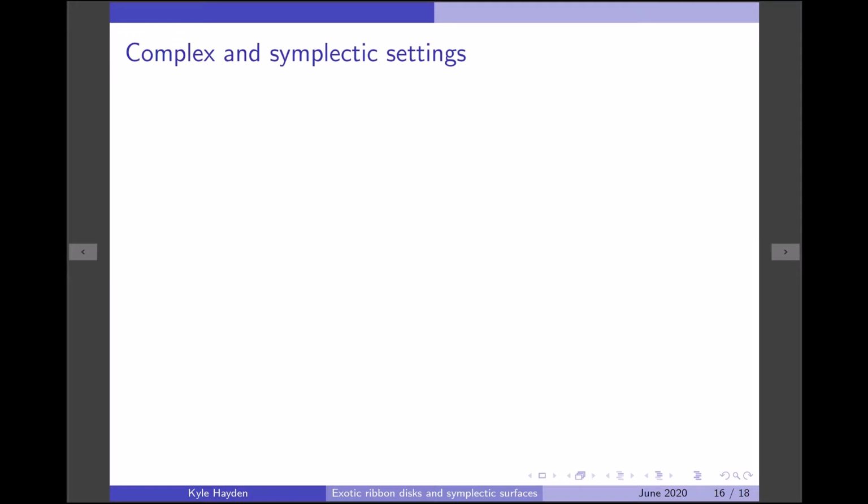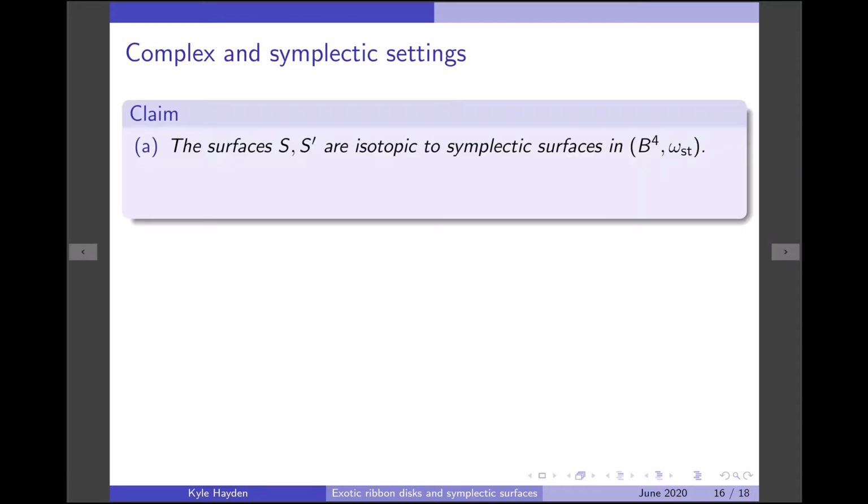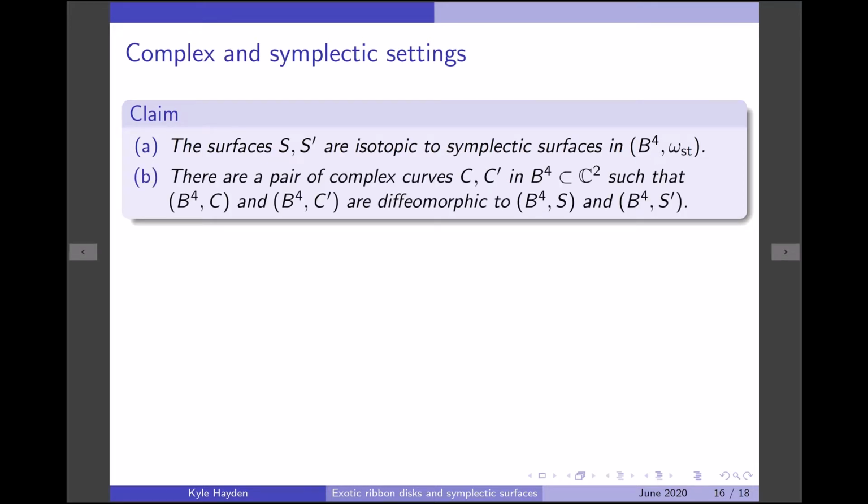Okay. So now, with the last few minutes, I want to shift back to the complex and symplectic settings. And we have the following claim, which the first part says that the surfaces S and S prime that I just described can be isotoped to be symplectic with respect to the standard symplectic form on the 4-ball. And with an eye towards the complex setting, we can show that there are pairs of complex curves in the four-ball C and C prime, such that the pairs (B4, C) and (B4, C prime) are diffeomorphic to the pairs (B4, S) and (B4, S prime), respectively.